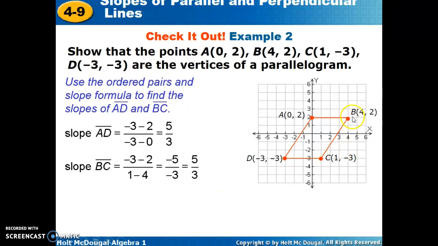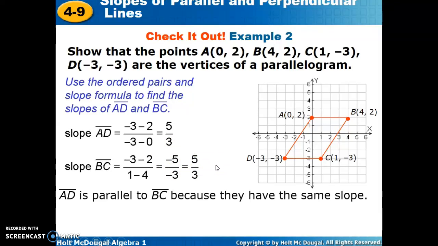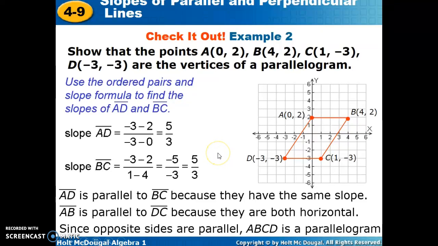We're going to do the same thing for the line segment BC. -3 minus 2, notice they're working from the bottom, and 1 minus 4. Negative over negative yields a positive slope, and we get the same slope. Therefore, we have proven ABCD is a parallelogram.